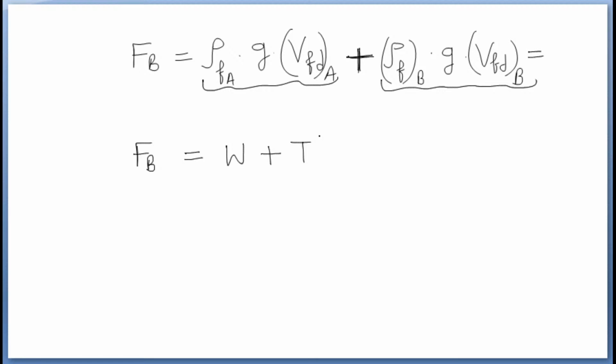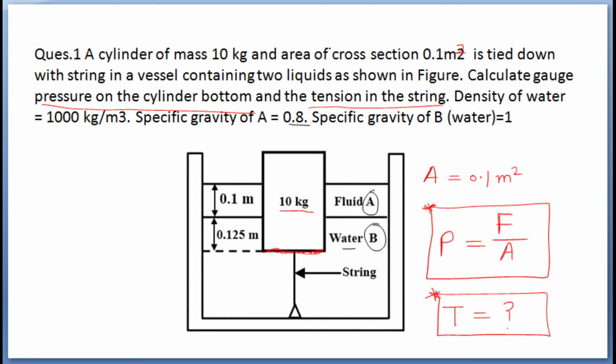So tell me, because density is given, g is given, you are facing difficulty in volume of fluid displaced. I will tell you how we will calculate volume of fluid displaced. For fluid A, this is the volume which is displaced by the fluid. This is the volume only. So how will you calculate this volume? This volume is the area multiplied by this height.